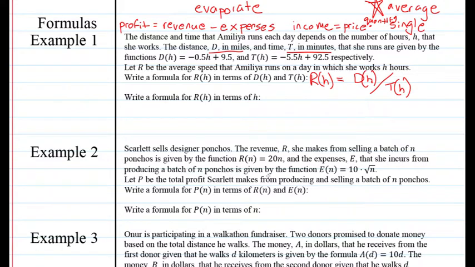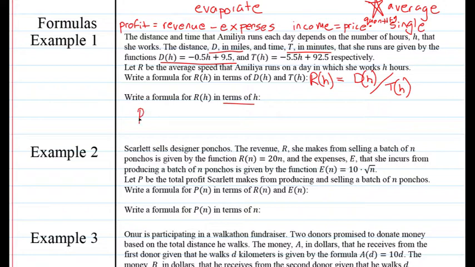It's that easy, okay? And now for the second part of the problem, write a formula for r of h in terms of h. So when it says in terms of h, as opposed to the previous problem, now I'm going to substitute what d of h was. I'm coming back up here into the problem. It says d of h was equal to all of this. So all of that is going to be substituted.